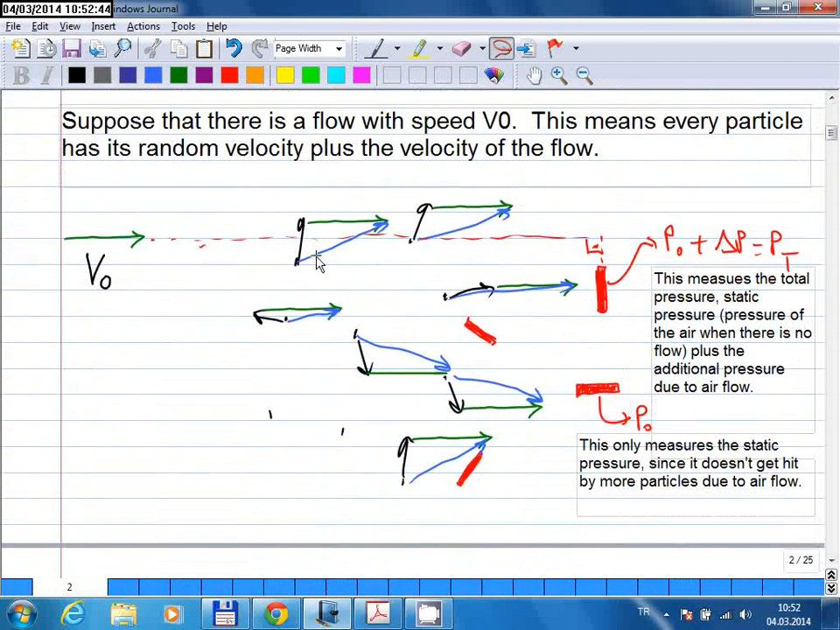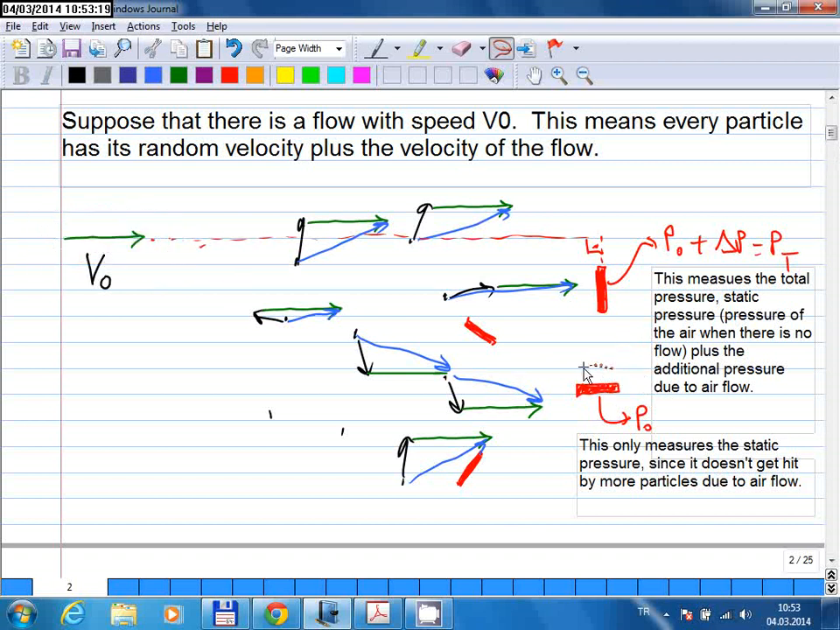Okay, here we are considering a flowing air. Okay, so this is the average velocity of the flow. So that means every air molecule is moving with a velocity that is equal to the vector sum of its random velocity plus the velocity of the flow. So at this point, it matters how you orient your pressure transducer in the flow field. Okay, so the direction of the flow is this here.